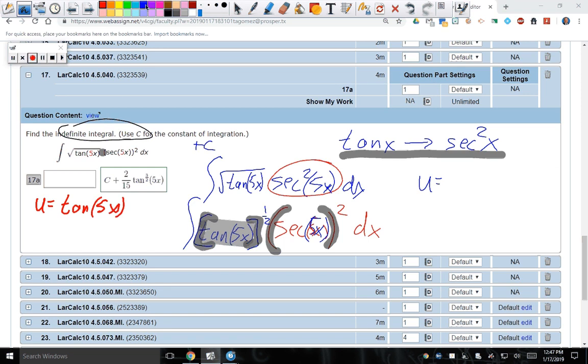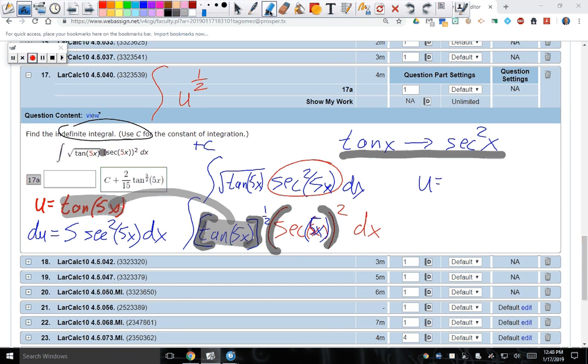Now, here we go. What's the derivative of the left? du. What's the derivative of the right? 5 secant squared 5x dx. Now look, I assigned this as my u. So far my equation looks like this.